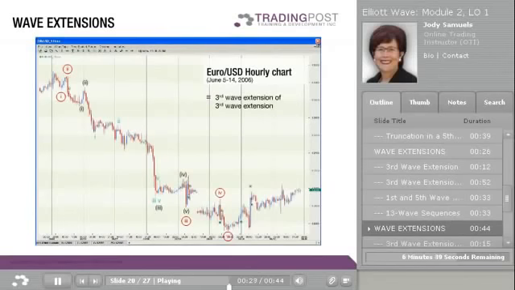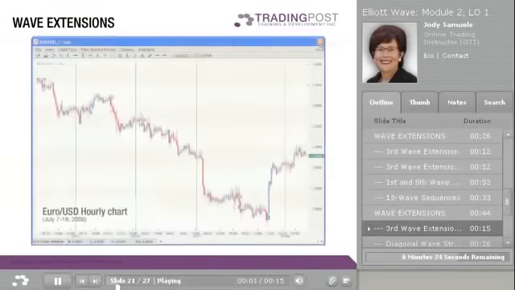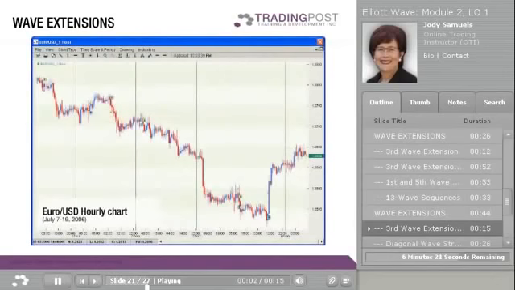While one is trading this sequence, it is often difficult to recognize the end of a 5-wave sequence, especially if we are in extension mode. We will learn ways to recognize the end of a trend further on in this course. In this Euro-USD hourly chart from July 7, 2006 to July 19, 2006, you can see the 3rd-wave extension of the 3rd-wave extension.